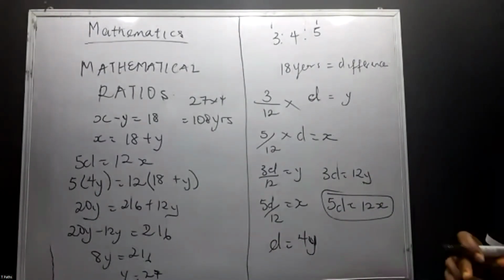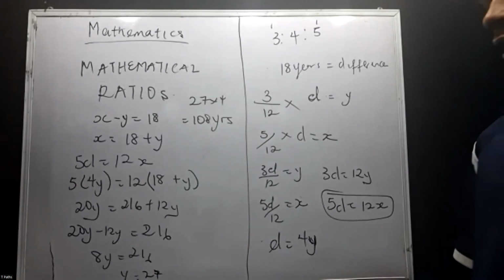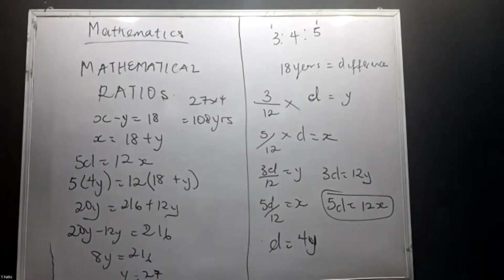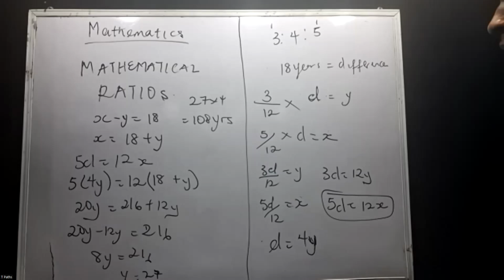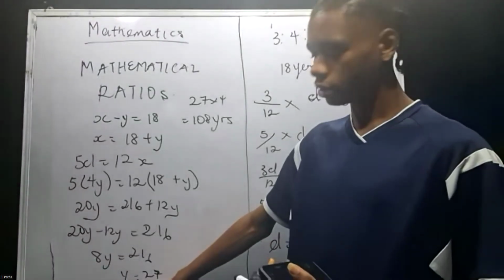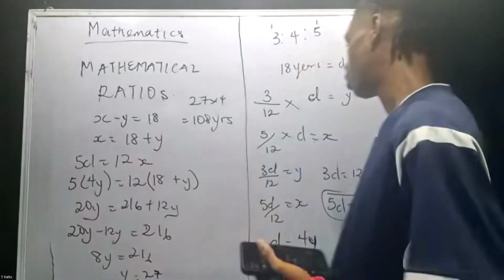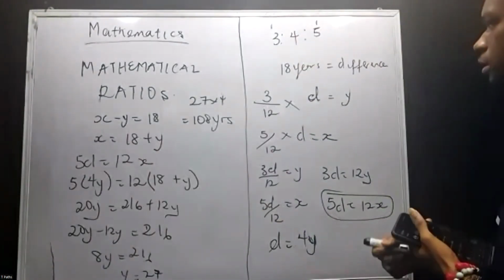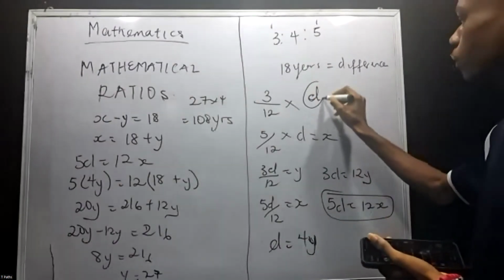Sir, you said to get that, 27 times 4, I don't understand that place clearly. All right. So you understand up to this point where I said y is equal to 27, yes? Yes, I understand. All right. So you agree with me that the D we are using here is the sum of the ages of the men, yes?